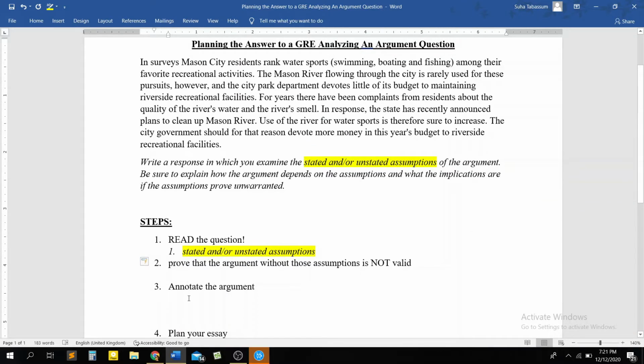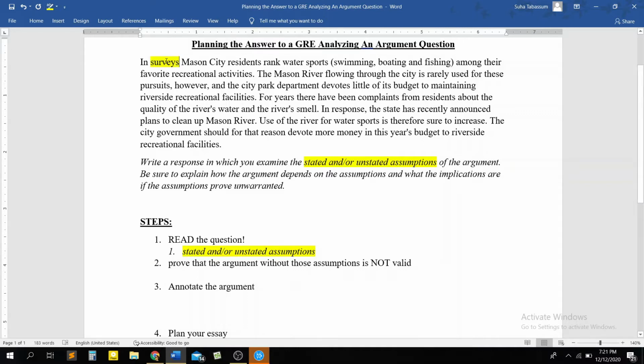Next, what we have to do is annotate the argument. So this is our argument here. So let's take a read through this. In surveys, Mason City residents rank water sports, swimming, boating, and fishing among their favorite recreational activities. So we don't have to read any further. Your first keyword here is surveys.